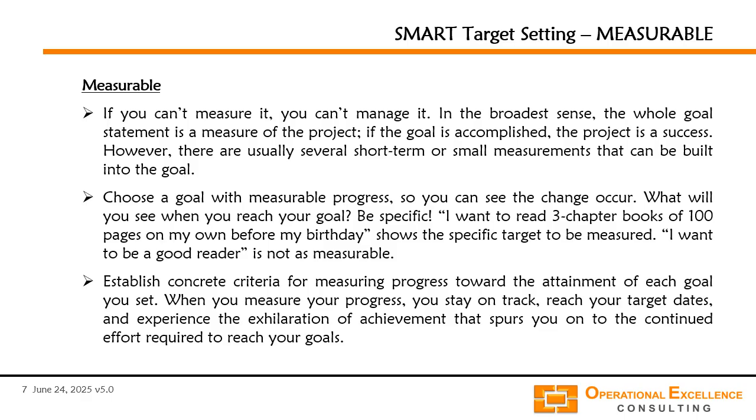How will you see when you reach the goal? Be specific. For example, "I want to read 100 pages on my own before my birthday" shows the specific target to be measured. "I want to be a good reader" is not as measurable. Establish concrete criteria for measuring progress toward the attainment of the goal. When you measure your progress, it is easier to stay on track, reach your target dates, and experience a sense of accomplishment that spurs you on to the continued effort required to reach your goal.